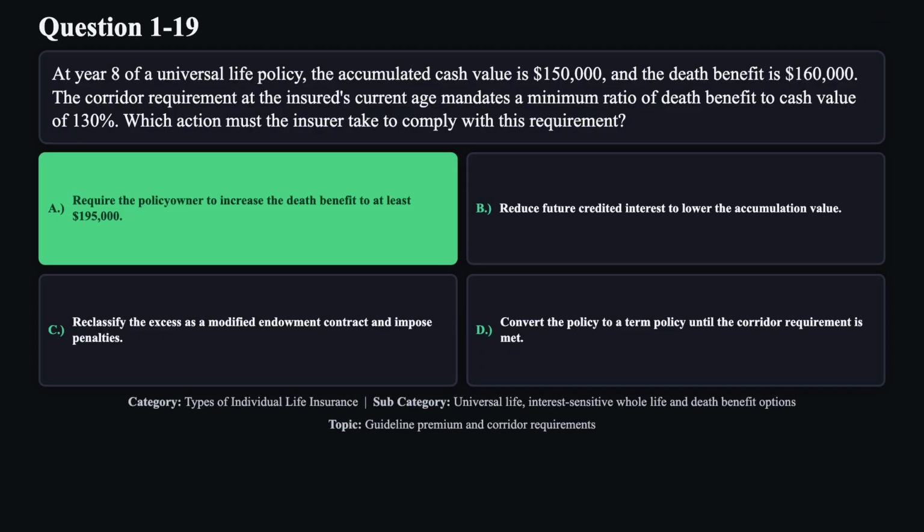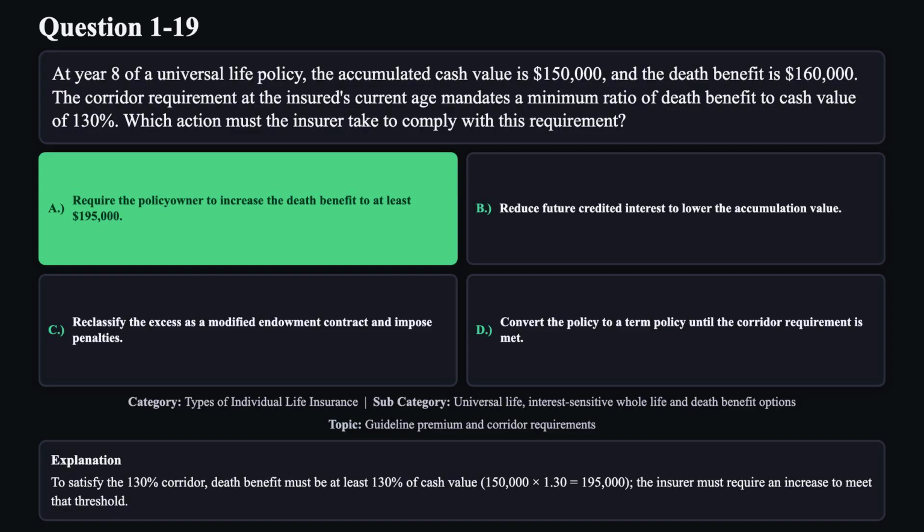The correct answer is A. To satisfy the 130% corridor, death benefit must be at least 130% of cash value. 150,000 multiplied by 1.30 equals 195,000. The insurer must require an increase to meet that threshold.